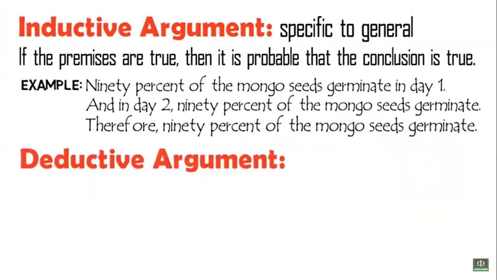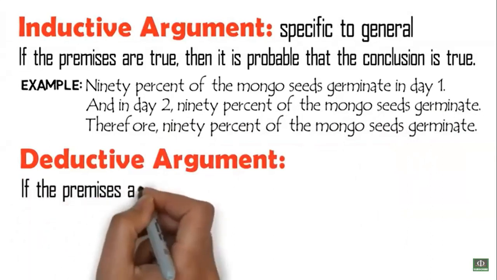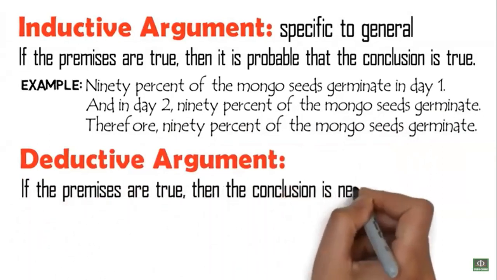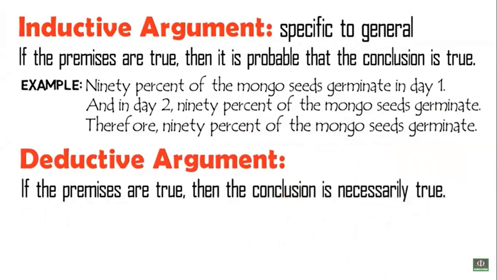Deductive arguments, on the other hand, is one in which it is claimed that if the premises are true, then the conclusion is necessarily true. And unlike inductive arguments, deductive arguments proceed from the general to the particular. Thus, a deductive argument or reasoning begins with a general statement or hypothesis, and then examines the possibilities to reach a specific logical conclusion.